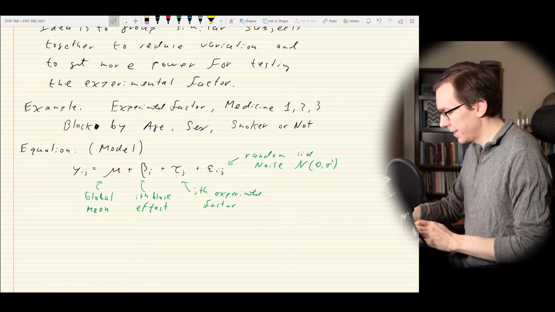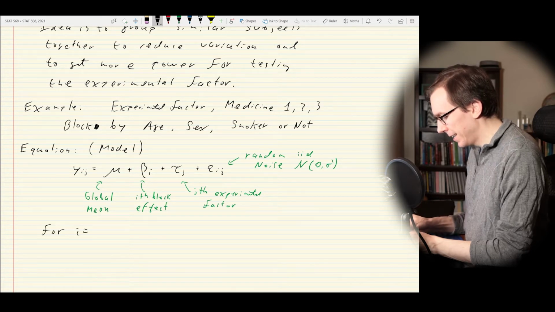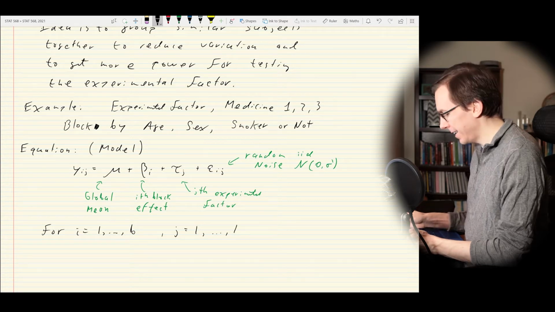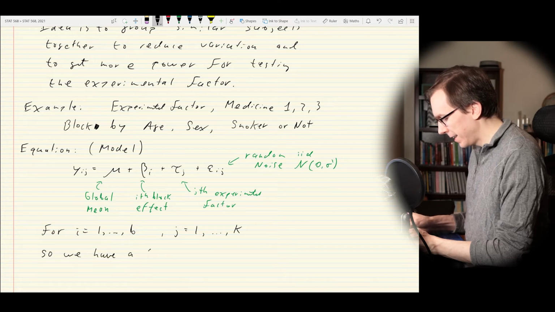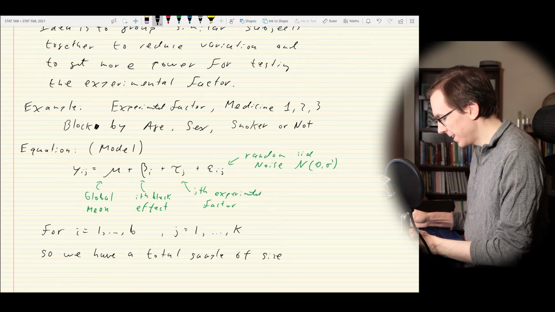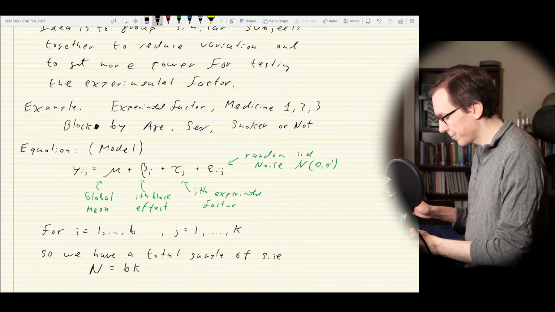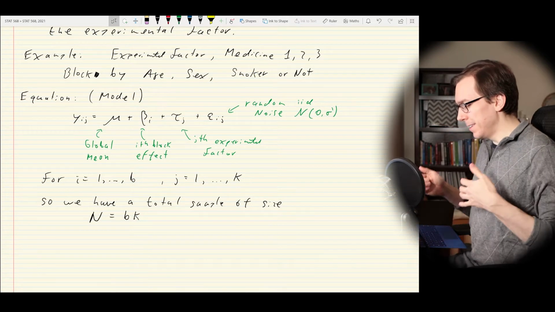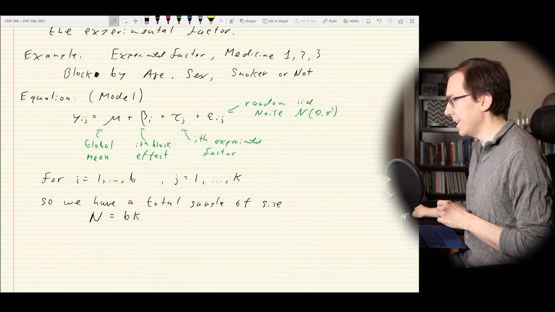I should also index and say for i equaling 1 to b, so we have b blocks, and for j being 1 to k, as I used before. So we have a total sample size of capital N, to use the same notation as before, of b times k. And this is in the case that we also do not replicate this. So this is a very specific case to consider.